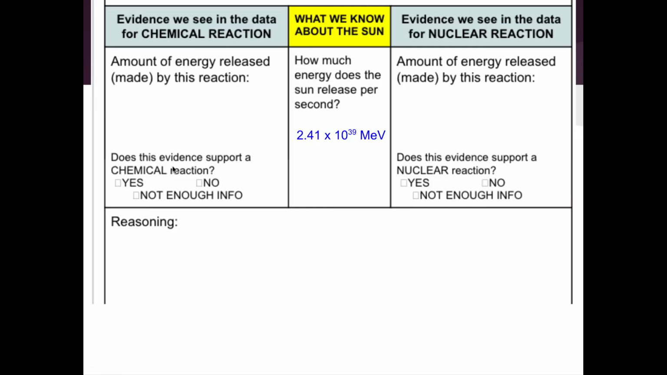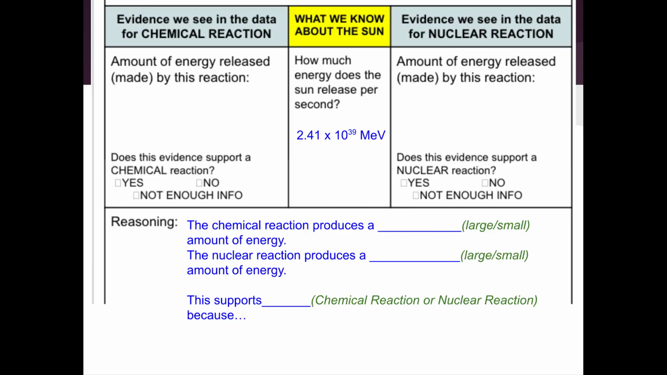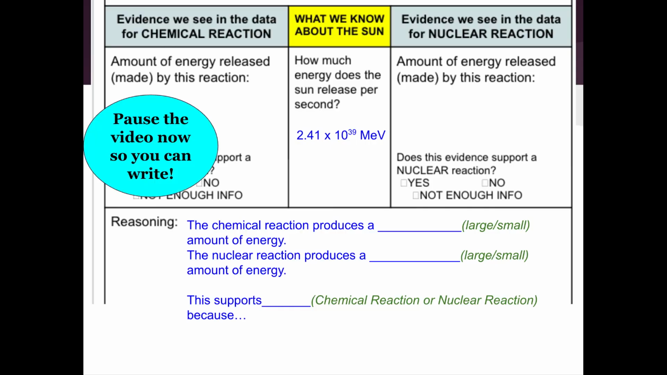And take a moment to decide, does that evidence support a chemical reaction happening? You might have to do a little bit of comparison with the amount that's released for every nuclear reaction. You decide. And then we're going to fill in our reasoning. So we're going to say a chemical reaction produces either a large or small amount of energy. A nuclear reaction produces either a large or small amount of energy. And does that support the chemical reaction more or the nuclear reaction? And you're going to take a moment to pause here so everyone can write down their reasoning and think through which one.